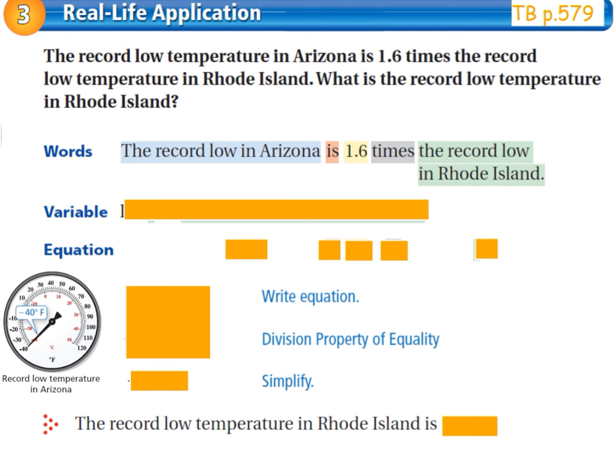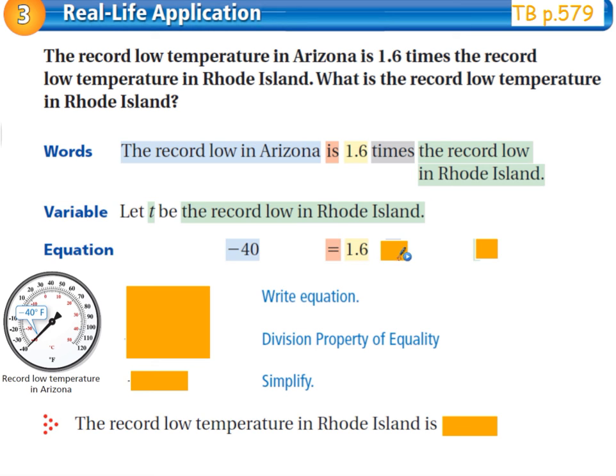Let's take a look at one more example. The record low temperature in Arizona is 1 6/10 times the record low temperature in Rhode Island. What is the record low temperature in Rhode Island? So they've written out the important words separately from the rest of the problem. We're going to take T to stand for temperature for the record low. So my equation becomes -40 is equal to the 1.6 or 1 6/10 times T.